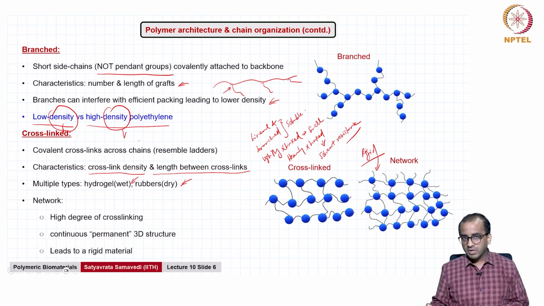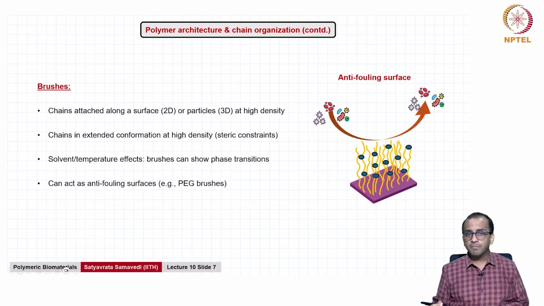Another example we are going to look at, or two examples we are going to look at consecutively, are examples that are particularly important in clinical and biomedical applications, namely brushes and dendrimers.